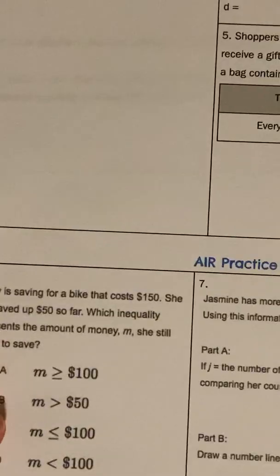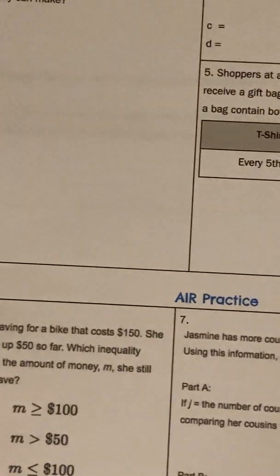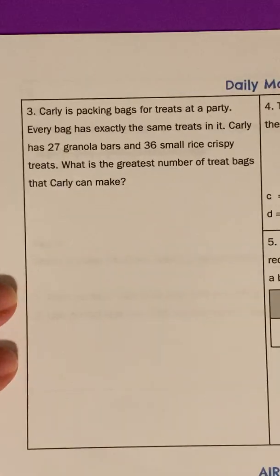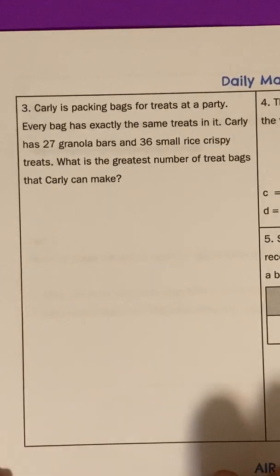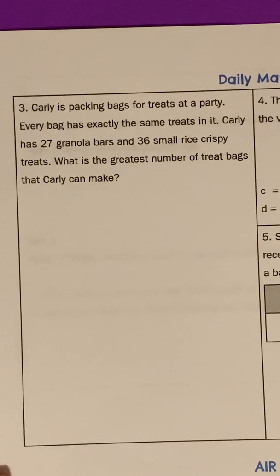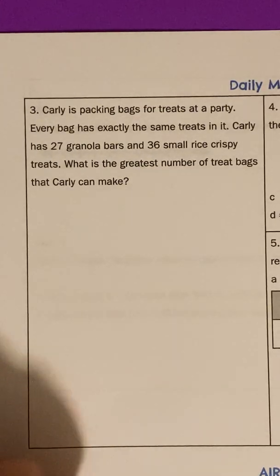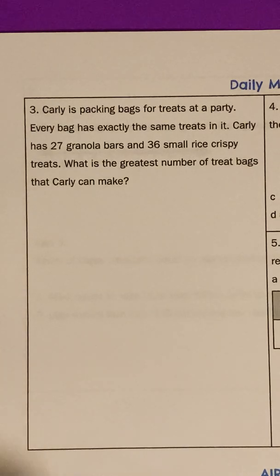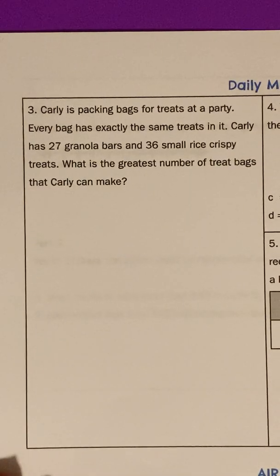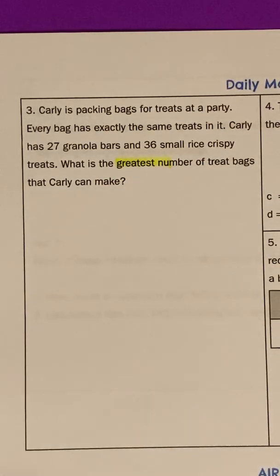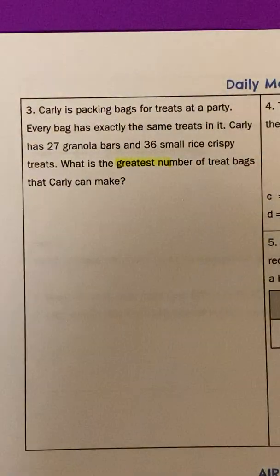All right, let's move on to our daily math review. Okay, so we are going to look at number 3. Carly's packing bags for treats at a party. Every bag has exactly the same treats in it. Carly has 27 granola bars and 36 small Rice Krispie treats. What is the greatest number of treat bags Carly can make? Hint: greatest common factor.